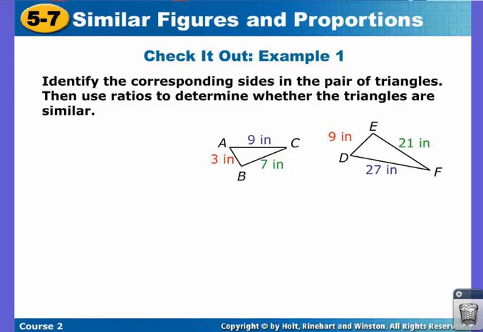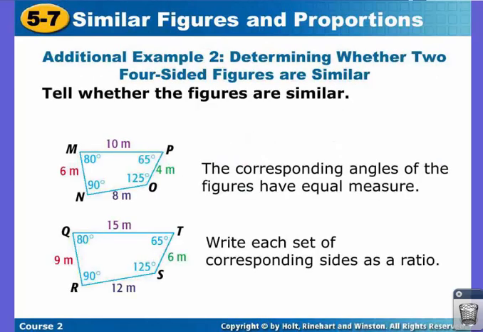Okay. So what if I gave you these shapes? We've got some quadrilaterals here. We need to determine, are they similar? Well, the first thing we look at is corresponding angles. Are they the same? Well, we'll notice that 80, 80, 65, 65, 125, 125, 90, 90, all the angles work. But now we need to figure out the corresponding sides. Do they have the same ratio?